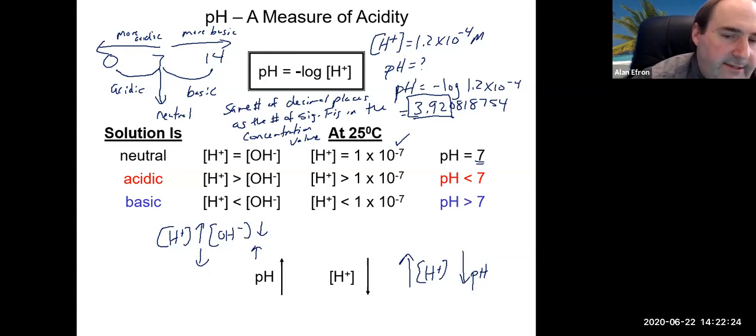So when we look at the concentration, it has two significant figures. That means we do not end up with two significant figures in our pH. We end up with two decimal places in our pH. So two decimal places in our pH, which would take us to 3.92. This, by the way, would be an acidic solution as the pH is less than 7.